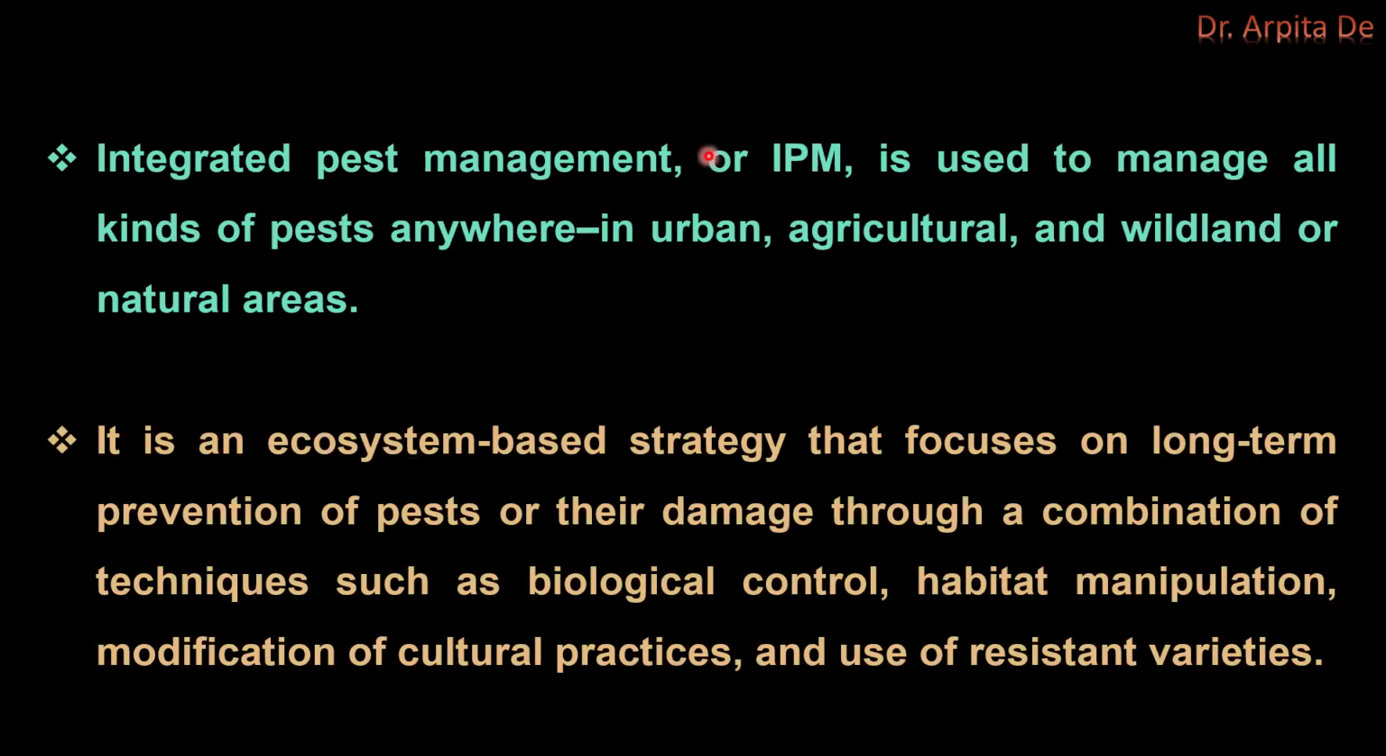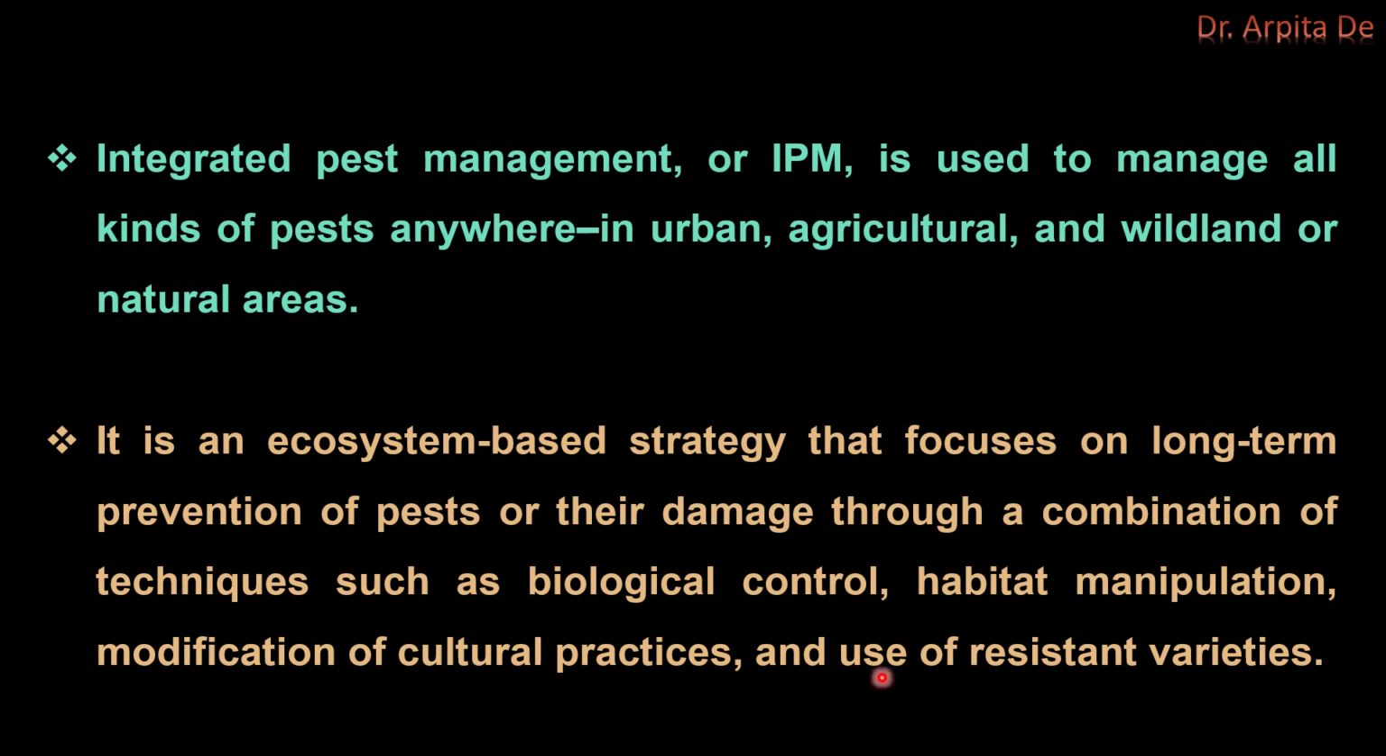Integrated pest management, or IPM, is used to manage all kinds of pests anywhere, that is in villages, in urban area and rural area, everywhere. In urban, agricultural and wild land or natural areas. It is an ecosystem-based strategy that focuses on long-term prevention of pests or their damage through a combination of techniques such as biological control, habitat manipulation, modification of cultural practices, and use of resistant varieties.